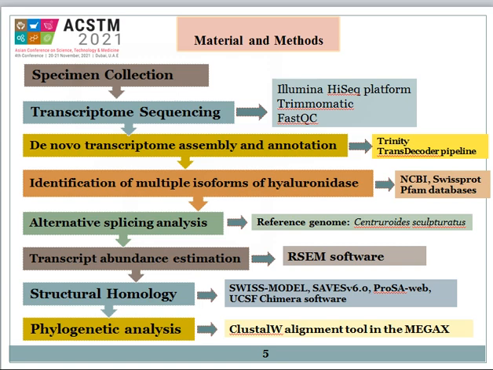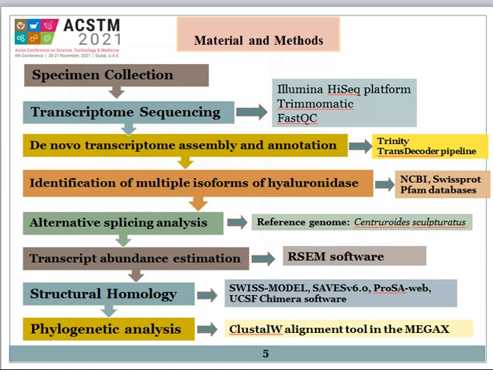The next step was investigation of alternative splicing events. For that, the intron-exon map of the hyaluronidase gene was identified based on exon coverage of RNA-seq data with the reference genome. In this study, we used one of the scorpion whole genome shotgun sequences that are available in the NCBI as a reference genome. The transcript abundance estimation was also done in terms of FPKM by RSEM software.